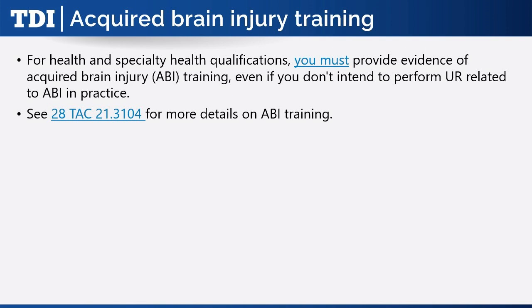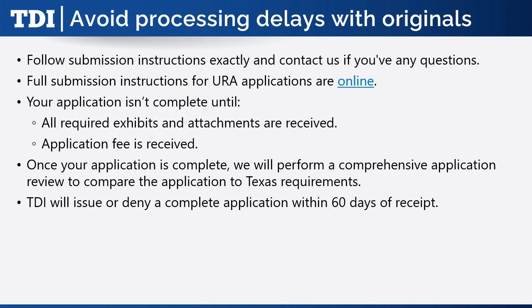You may see 28 TAC 21.3104 for more details on ABI training, including training requirements, policies and procedures, applicable staff, and documentation of the training. To avoid delays in processing of your original application, please follow submission instructions that are stated on our webpage provided in the link on the screen under How Do I Become a Utilization Review Agent? And contact us at our general email box if you have any questions.